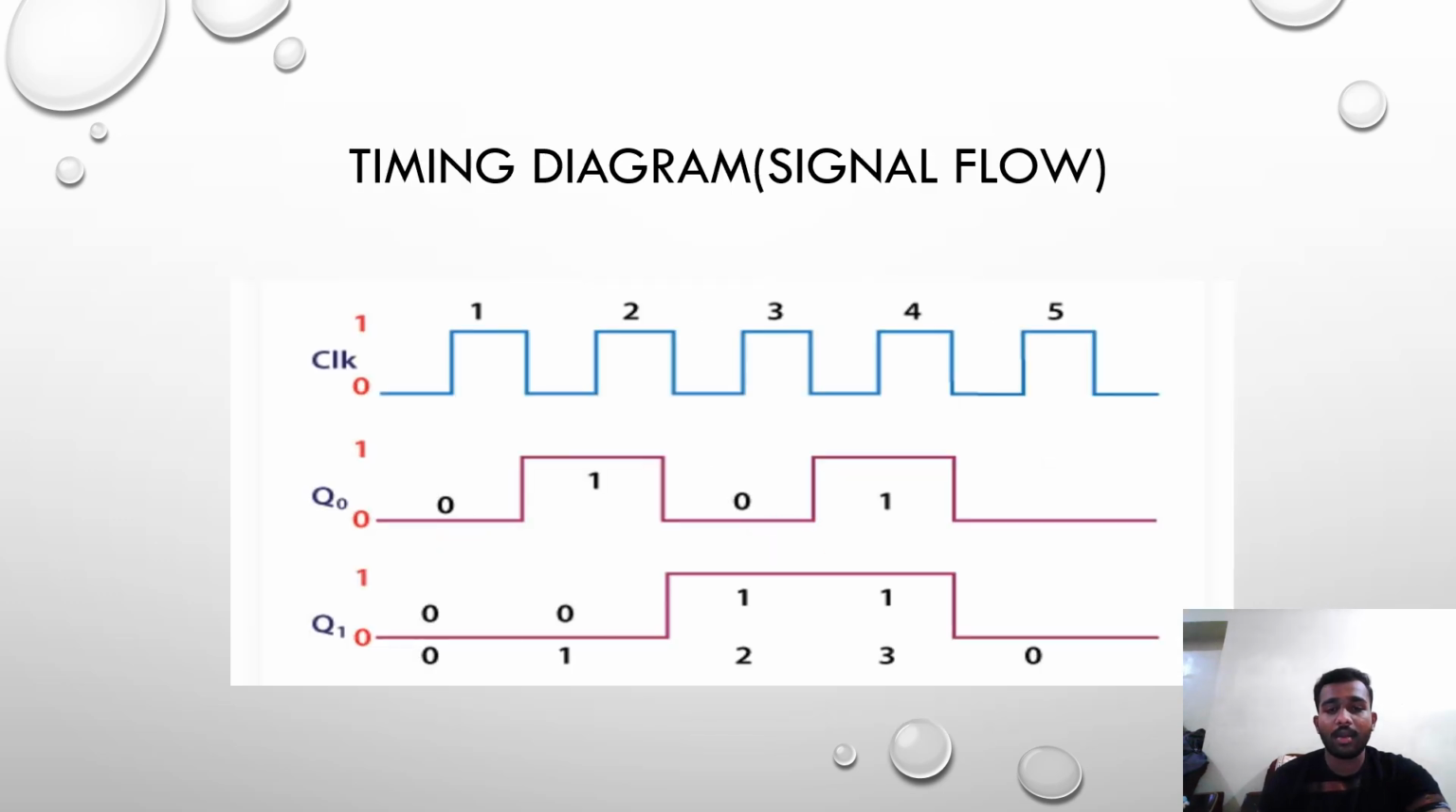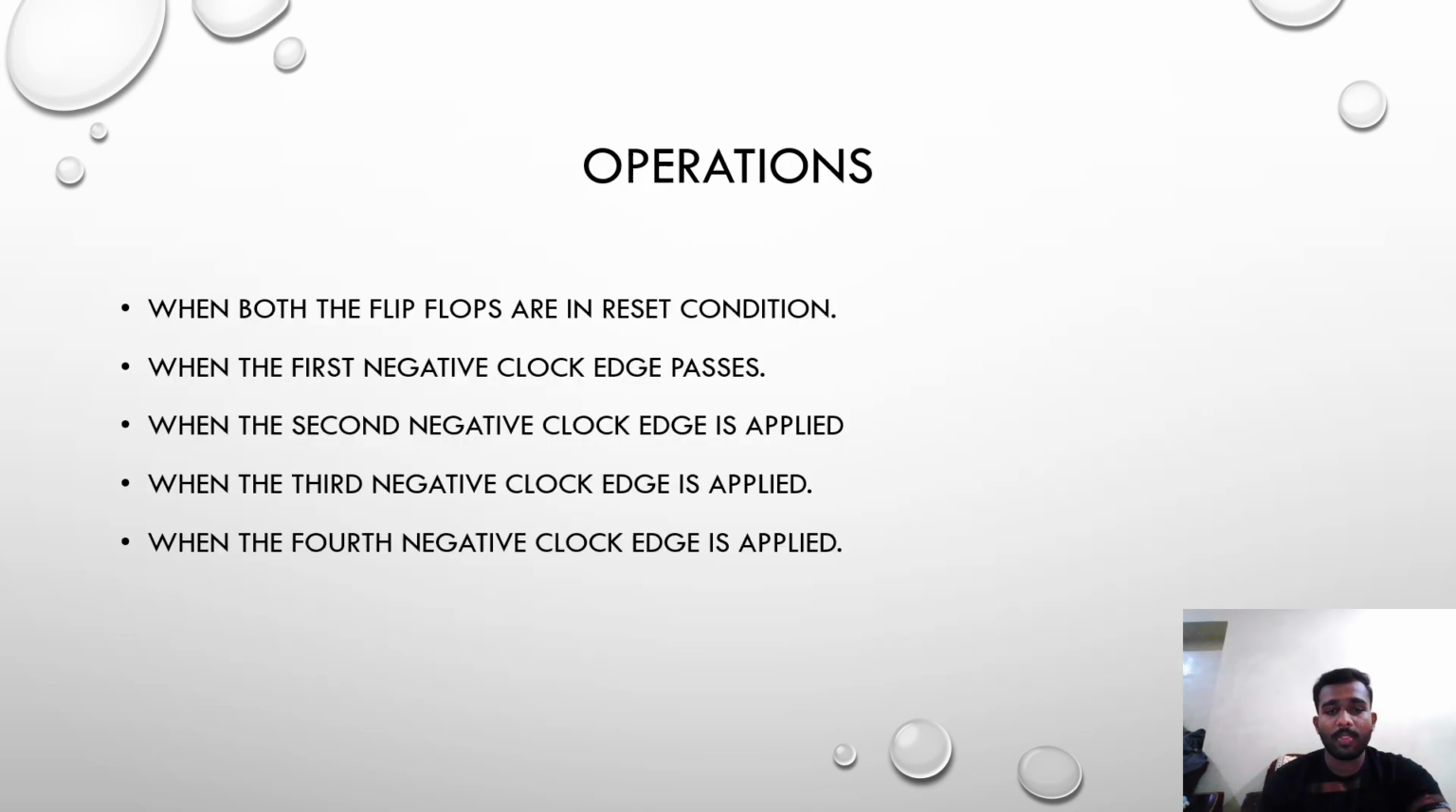Here is the timing diagram for the asynchronous counter. Operations of the asynchronous counter: when both the flip-flops are in reset condition, when the first negative clock edge passes, when the second negative clock edge is applied, when the third negative clock edge is applied, when the fourth negative clock edge is applied.